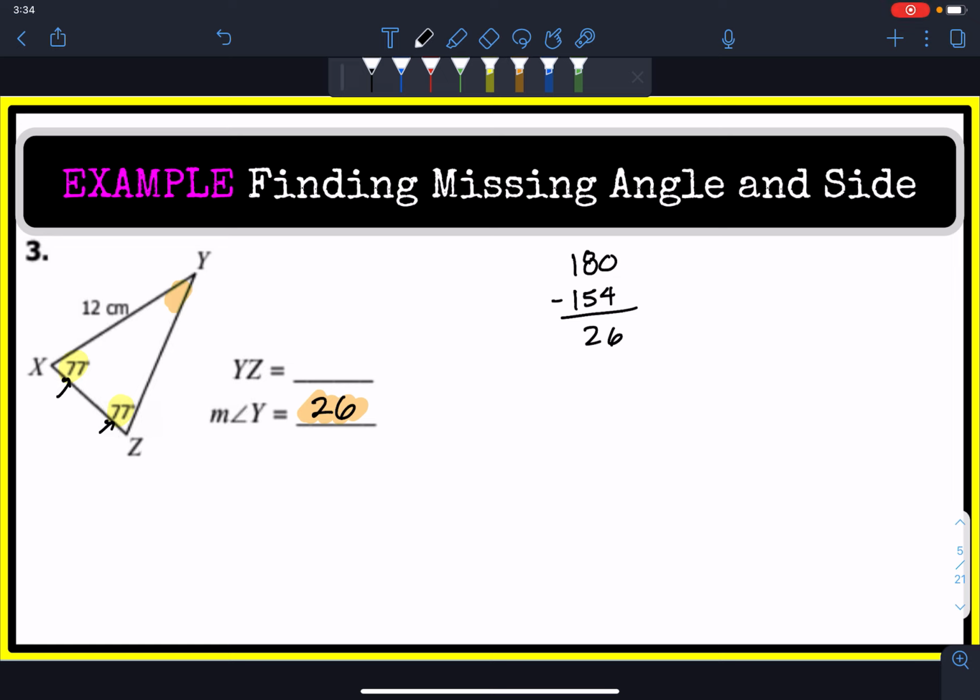Now, the way we're going to figure out the measurement of this side here from point Y to point Z is, well, we have an isosceles triangle again. And I know it's an isosceles triangle because these two angles are the same, which means their adjacent sides are also going to be the same. So this side and the opposite of that side are going to be congruent. So the side length of YZ is also going to equal 12 centimeters. And again, the units, I'm not going to write the units, 12.